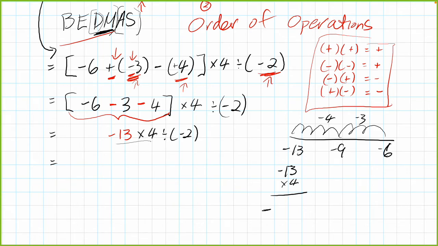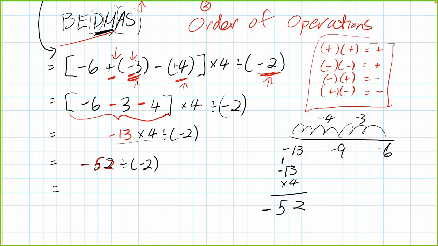I know it's a positive times a negative, so that's going to be a negative answer. And then we have 3 times 4, which is 12. We carry the 1, and 4 times 1, which is 4, plus 1 is 5. So we have -52. I'll write that down in red because that's our new number, -52. And then we're still going to be divided by negative 2.